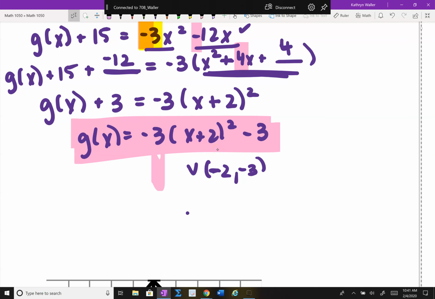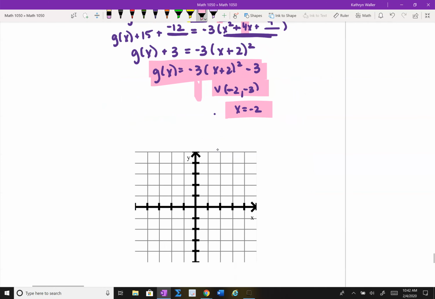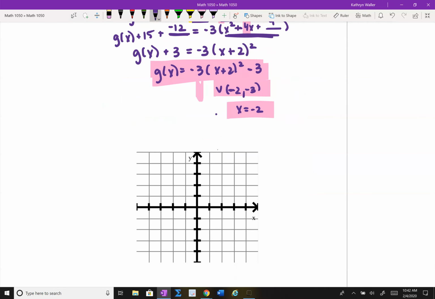Okay, great. We're back. Okay, so there's your vertex. Axis of symmetry is x equals -2. You have to have the x equals with it, okay? Okay, now let's graph it. So everybody take that pencil and go left 2, down 3. Put a dot right there.